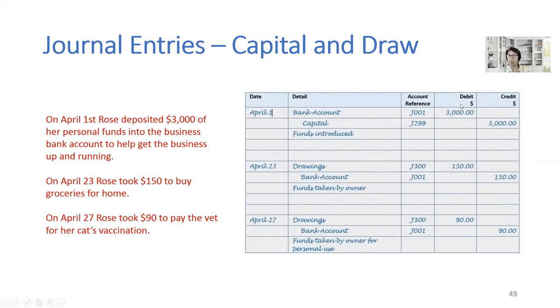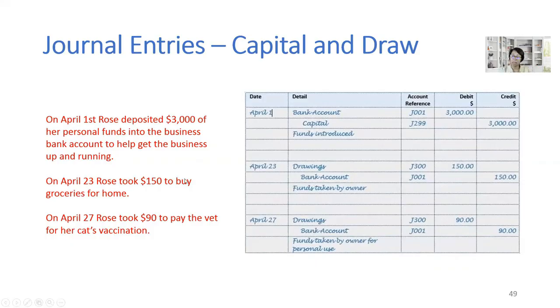And the bank account went up by $3,000, right? Because she's taking money from her personal account and putting it in her business. So the business bank account went up $3,000. So if an asset went up $3,000, then the capital would go up $3,000, okay?